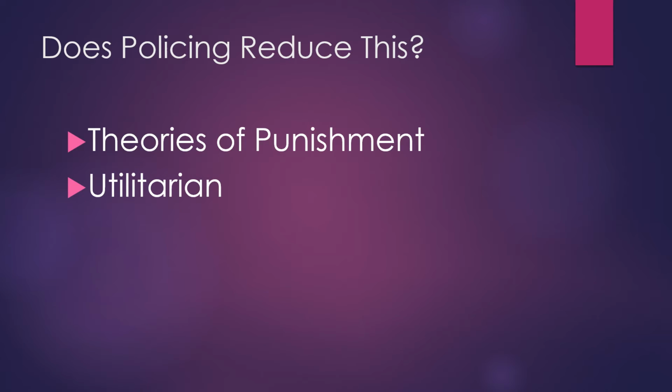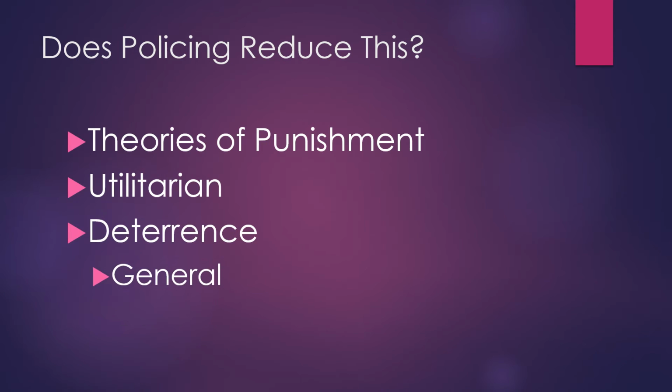The utilitarian theory of punishment says you punish crimes to deter others from committing crimes, or to deter the person from committing a crime again. So it's all based around deterrence. And there are two levels of deterrence. General deterrence means that punishment should prevent other people from committing criminal acts. The punishment serves as an example to the rest of society, and it puts others on notice that criminal behavior will be punished.